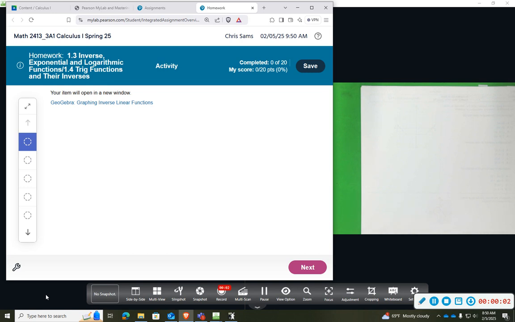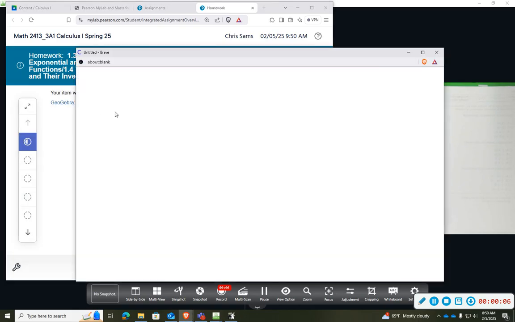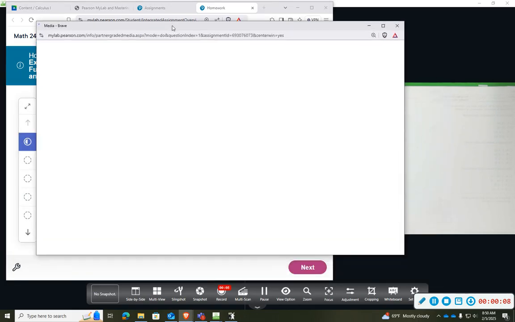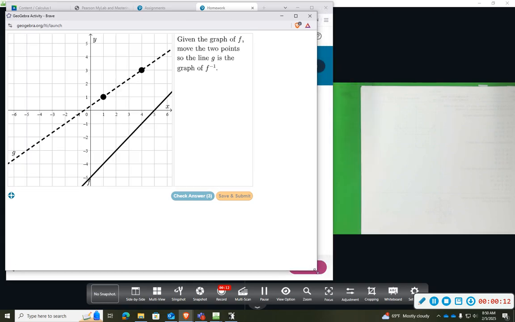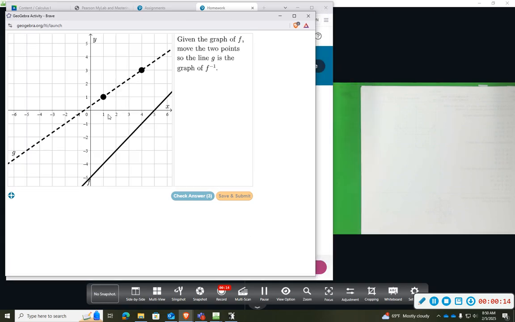All right, guys, so number one is a GeoGebra problem. It says graphing inverse. And once this pops up, we will see our problem. Okay, so we are given a graph of f, and we want to move the 2 points so that the line G, which looks to be this dotted line, is the graph of f inverse.